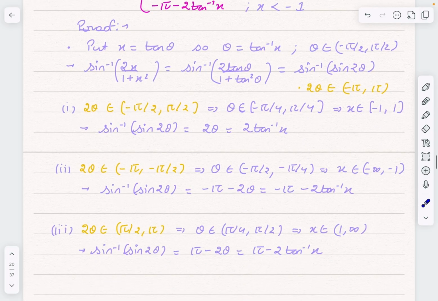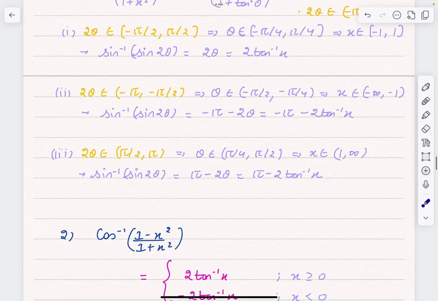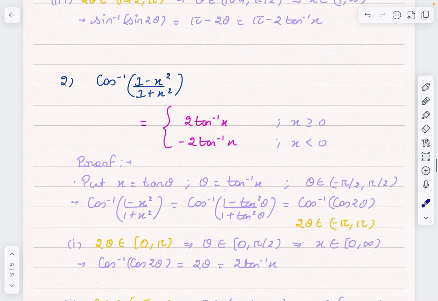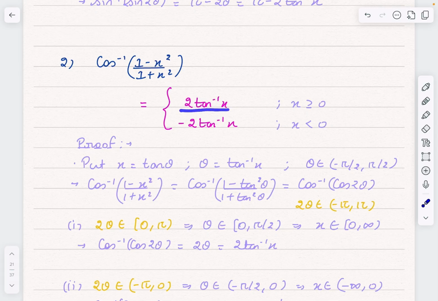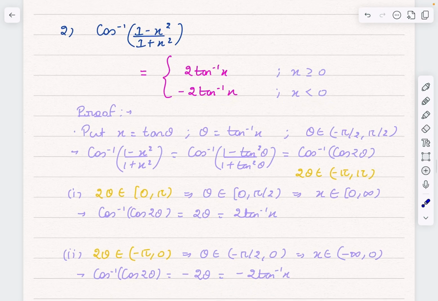Next one, guys. You can give it a try yourself. We have cos inverse of (1 minus x square) by (1 plus x square). Same way, if you put x as tan theta, upon simplification, we get this thing to be 2 tan inverse x for x greater than or equal to 0, minus 2 tan inverse x for x less than 0. Same, we can prove this thing also.